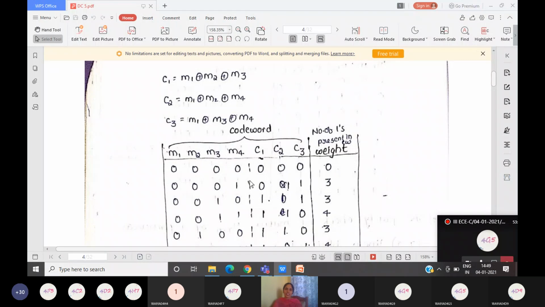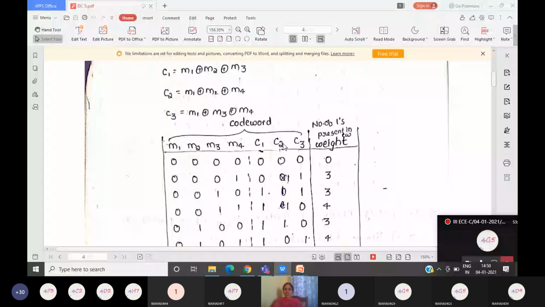For an odd number of ones, the XOR output is 1, and for an even number of ones or 0 ones, the output is 0. So C3 is M1 XOR M3 XOR M4. So it is 0 XOR 0 XOR 1, that is 1 only. Okay, so like that, by using these 3 equations, you can calculate C1, C2, C3.